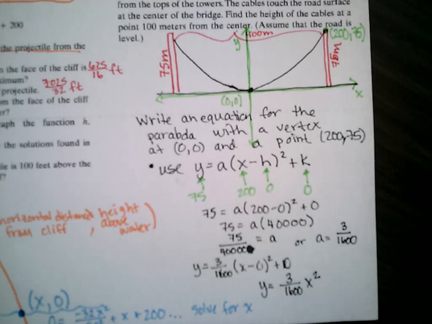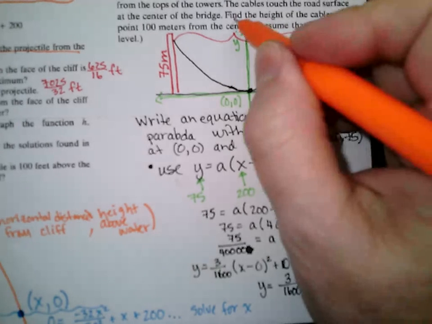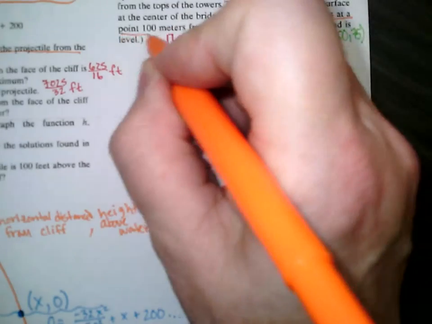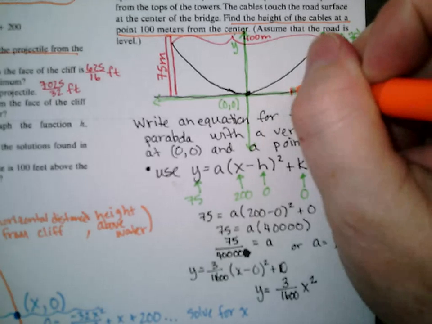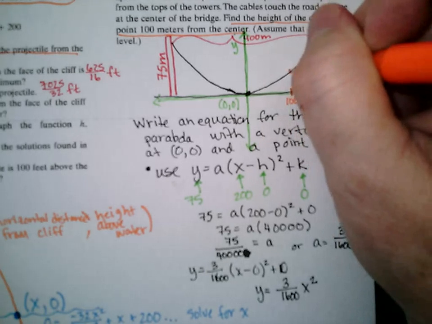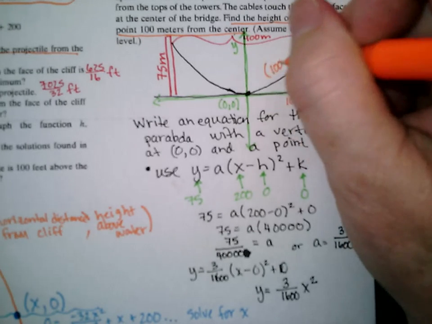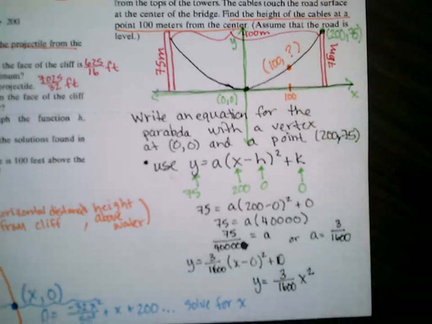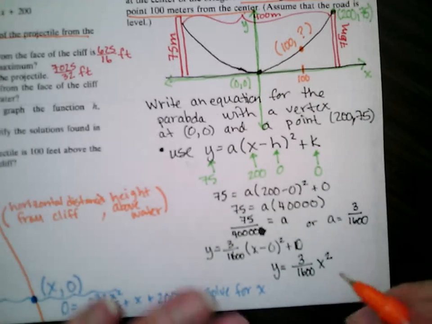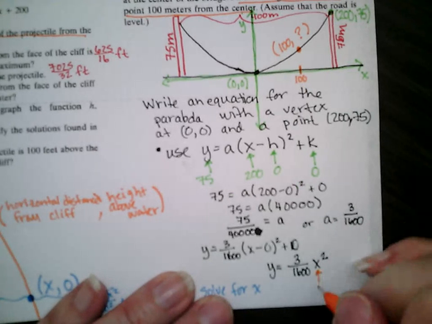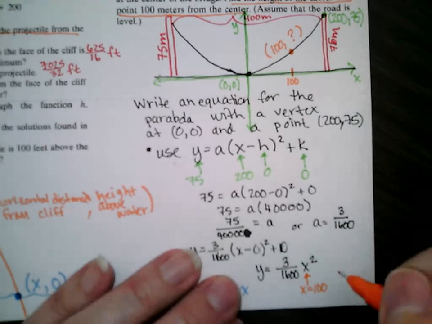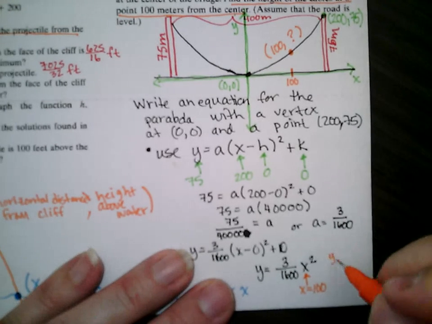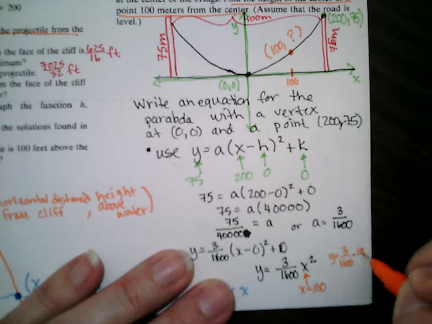So then to answer their question, which was to find the height of the cables at a point 100 meters from the center, we'll go over here 100 meters from the center, and this is going to be (100, what we're looking for). So what we're going to do is we're going to sub in 100 for x. So y would equal 3 over 1,600 times 100 squared.